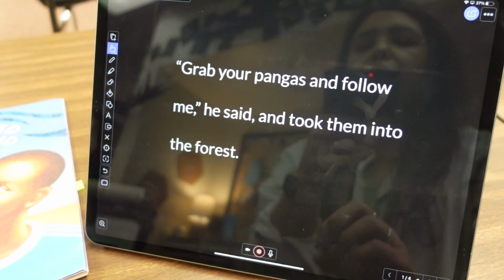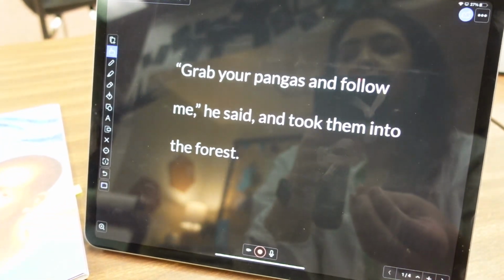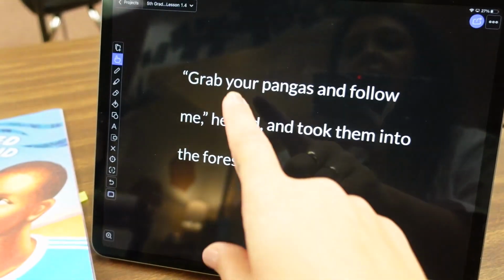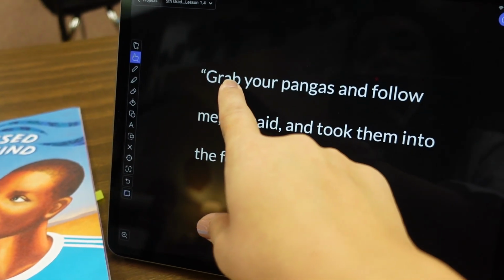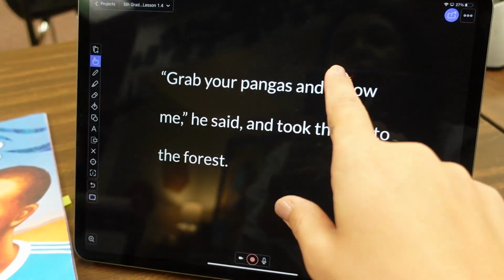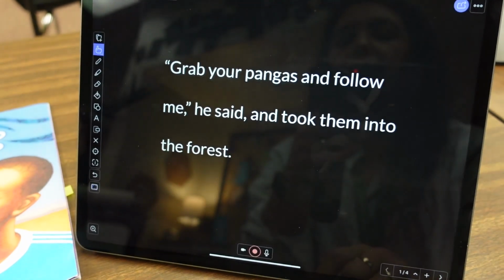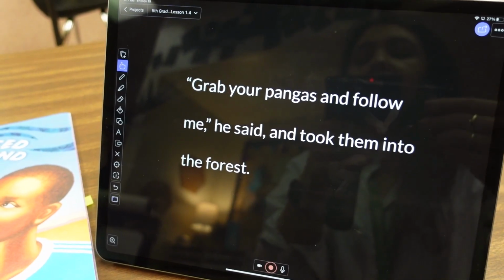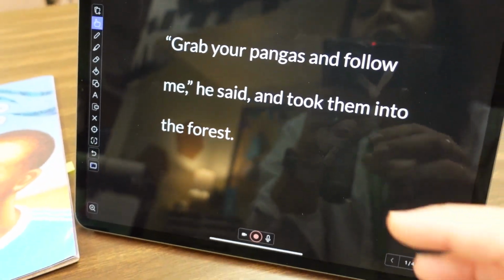We will also look for different word study that we are kind of looking for. So we'll talk a little bit about the GR, the A sounds, and how in the word follow we have the double L there. So we'll pick up things that we may want to have a conversation about, and we'll just kind of list those on there.